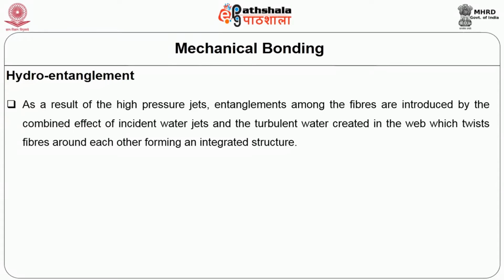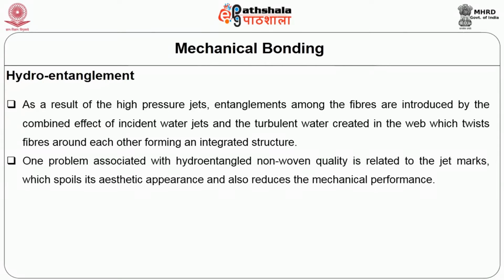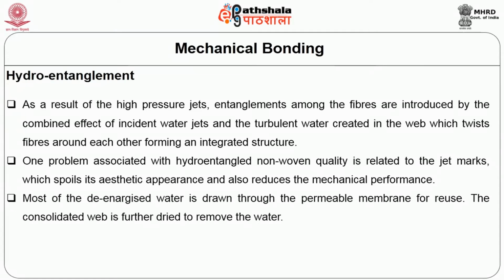of incident water jets and the turbulent water created in the web, which twists fibers around each other, forming an integrated structure. One problem associated with hydro-entangled nonwoven quality is related to the jet marks, which spoil its aesthetic appearance and also reduce the mechanical performance. Most of the de-energized water is drawn through the permeable membrane for reuse. The consolidated web is further dried to remove the water.